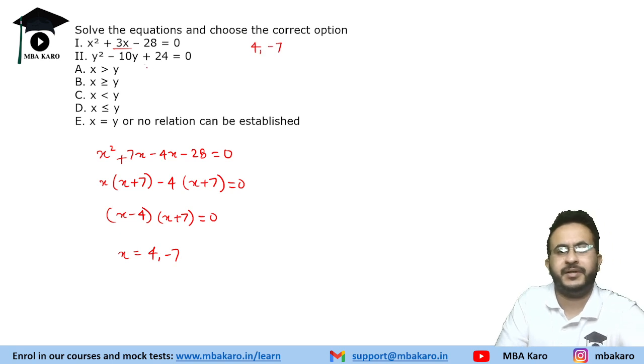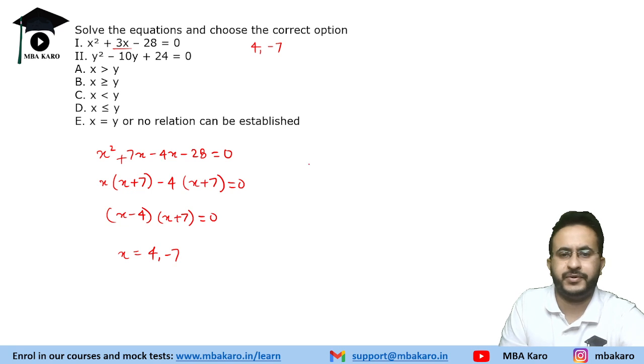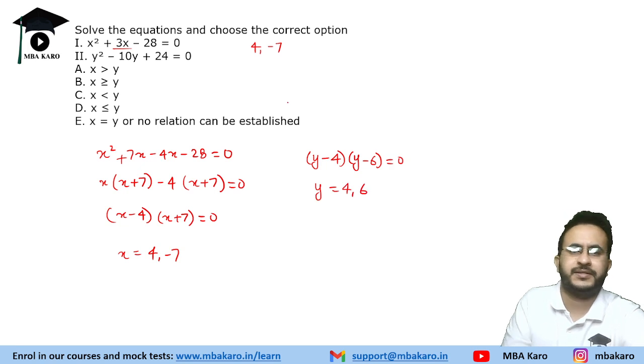Next is y square minus 10y plus 24. So we can easily tell y minus 4, y minus 6 equals 0. So y is equal to 4, 6.